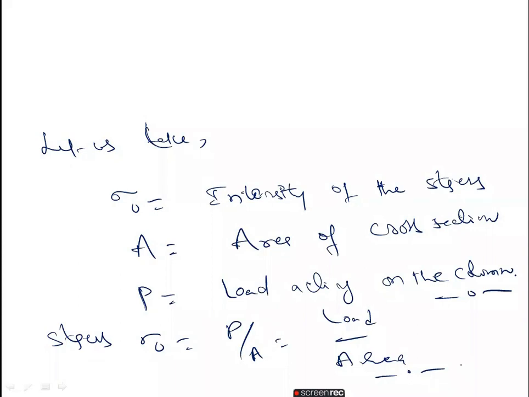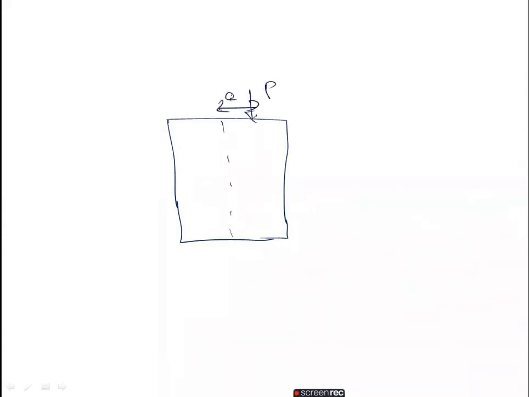So now consider the case of a column subjected to a compressive load P whose line of action is at a distance of E from the axis of the column. Suppose now I will draw a column like this. Let us take this column. Okay, the load is acting here at a distance of E. This E is nothing but eccentricity.